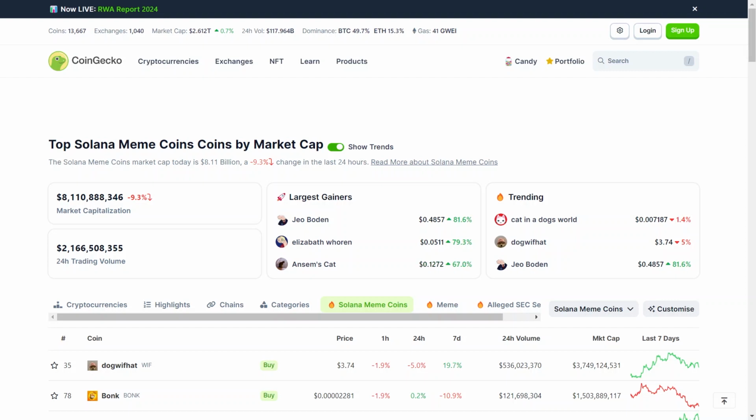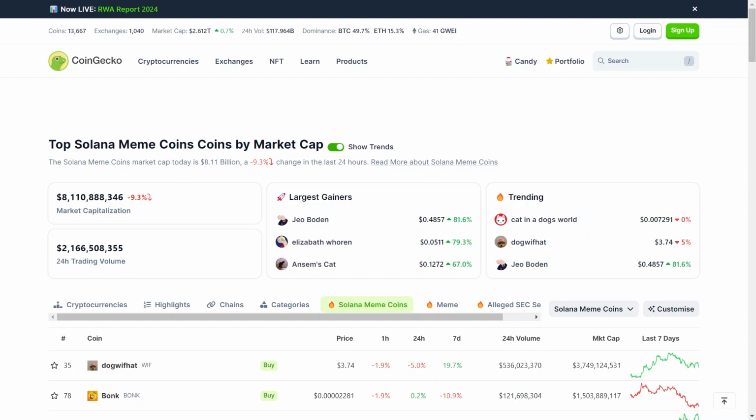Choose a cryptocurrency exchange from the list provided on CoinGecko and create an account if you don't already have one. Make sure to verify your identity and set up two-factor authentication for security purposes. Deposit funds into your exchange account. Most exchanges support deposits in various cryptocurrencies or fiat currencies.